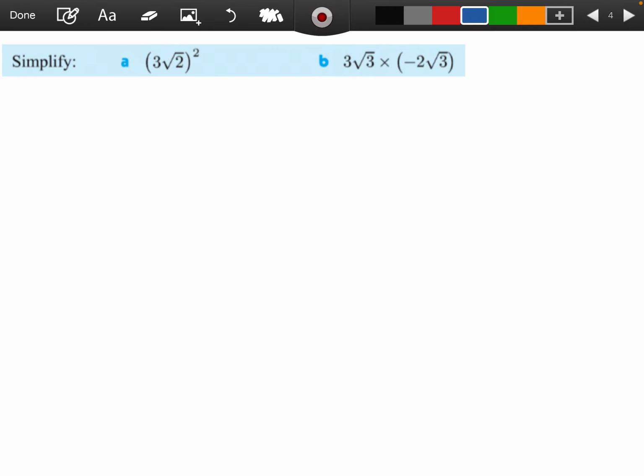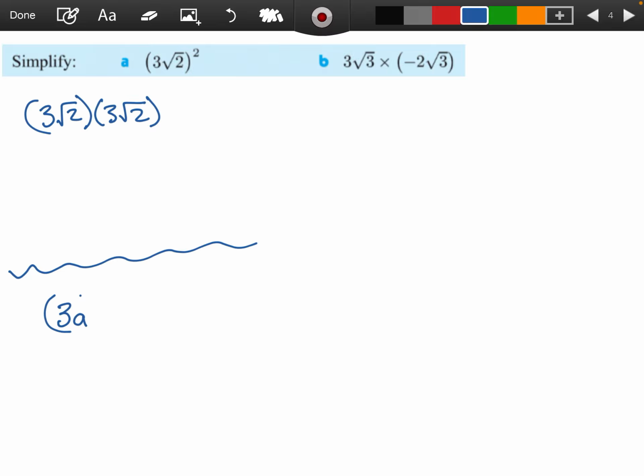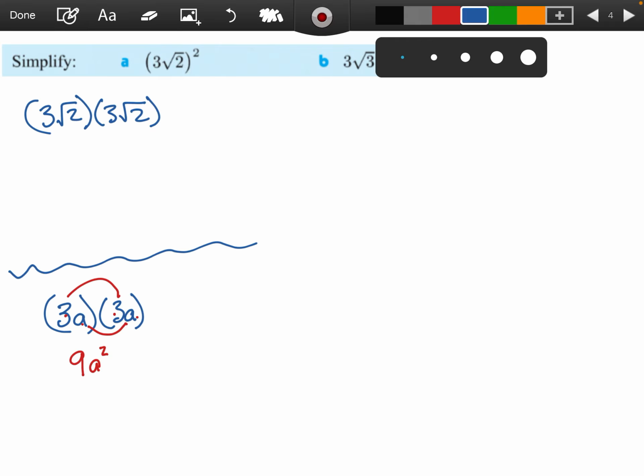All right, so the first example we have here is 3 root 2 squared. So again, that means 3 root 2 times 3 root 2. If you think about algebraic ways of doing this, if you had 3a times 3a, we would multiply numbers by numbers and letters by letters, and we would get 3 times 3 to give us 9, and a times a gives us a squared. So numbers get multiplied by the numbers, letters get multiplied by the letters. It is exactly the same when we're talking about radicals and surds.